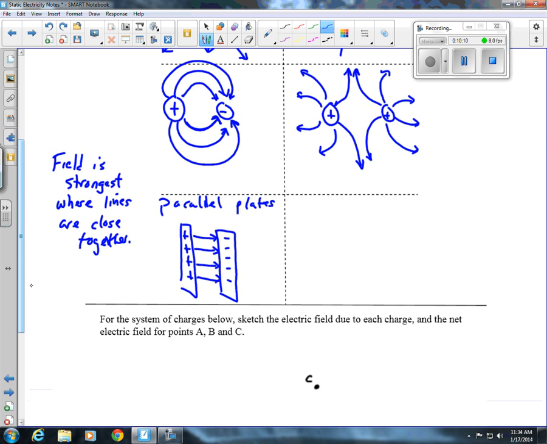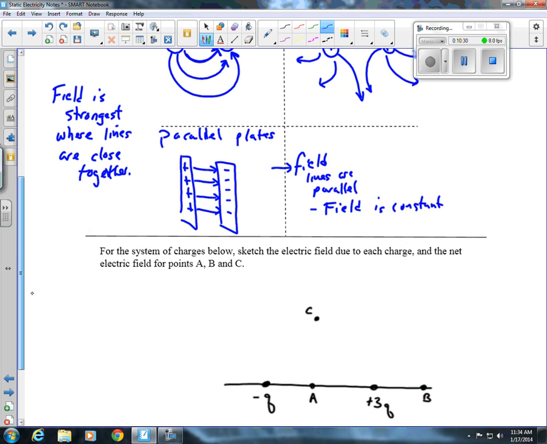If I look at this, the field lines are parallel. They're not getting closer and farther apart, so the field is constant. And that's something you want to know. For parallel plates, the electric field is going to be constant.